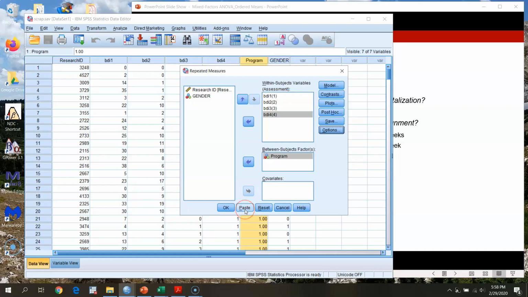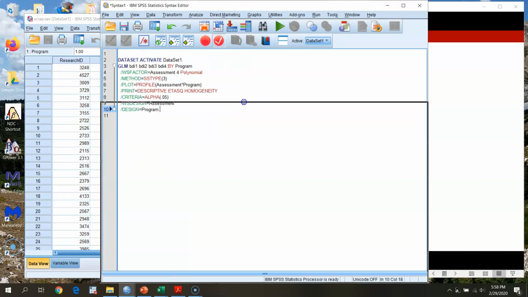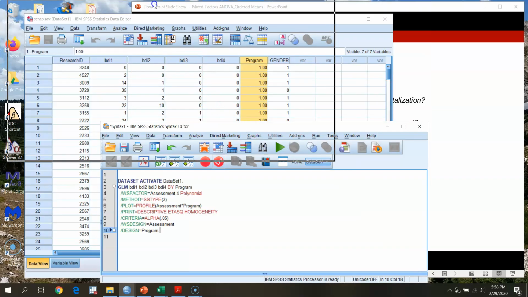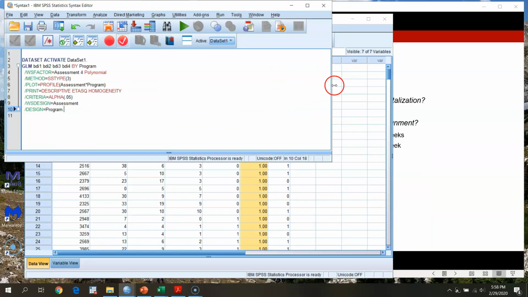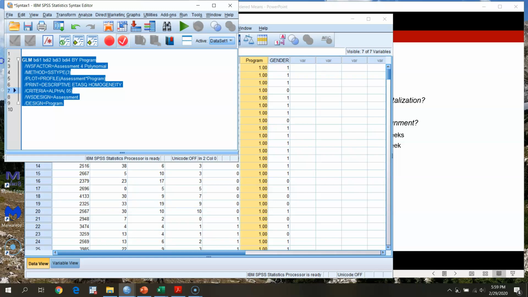And then what I'm going to do is paste this to a syntax file. So I'm going to paste this up. We've got keeping track of the analyses that we're running. So move that right up here. Okay, so this is going to give us our omnibus mixed factors ANOVA model for these data. So I'm going to run it.